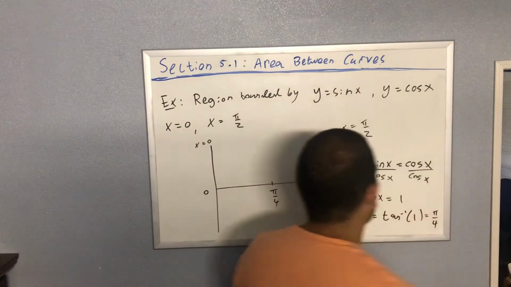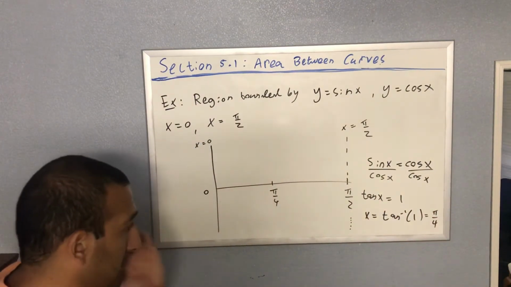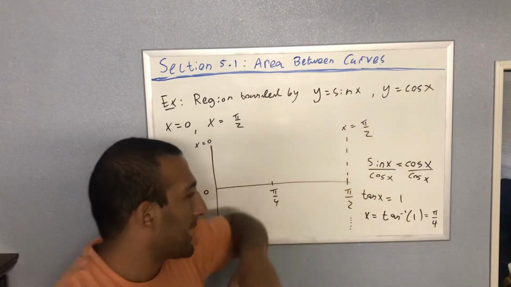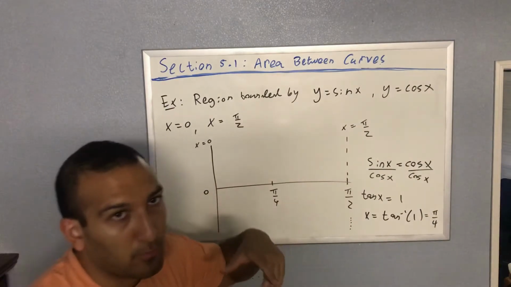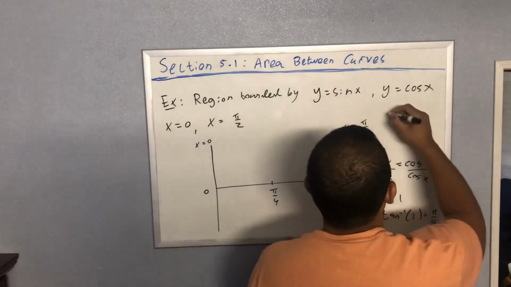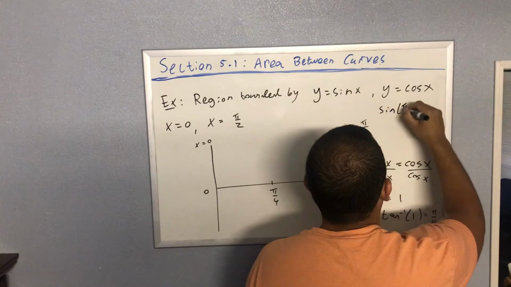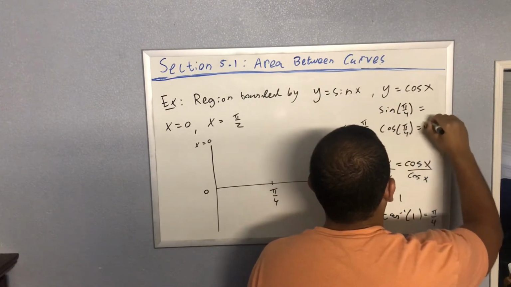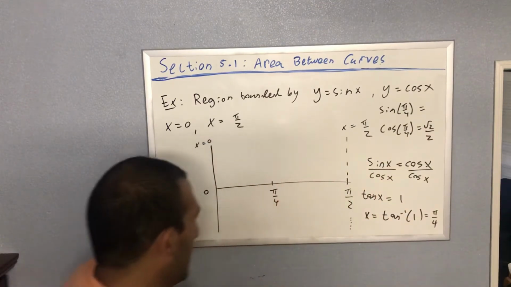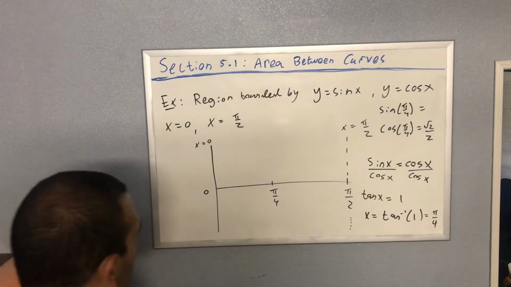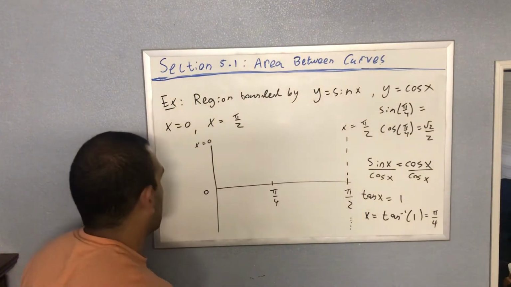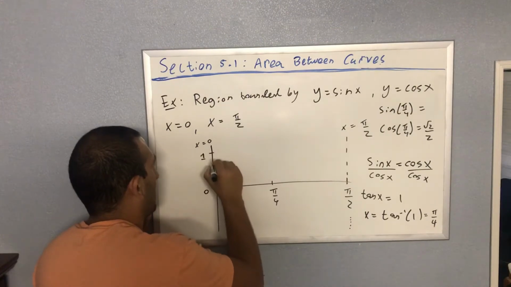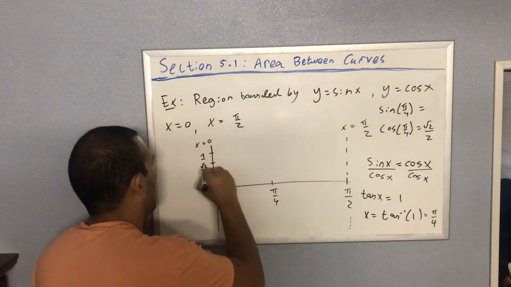There are many ways to get this, but long story short, this is the point where the two functions, sine and cosine, intersect. And at pi over 4, they both have a value of root 2 over 2. You remember sine of pi over 4 equals the cosine of pi over 4, and that's root 2 over 2, which is approximately 0.7 or so. So maybe let's put 1 up here. Root 2 over 2 would be somewhere like here.